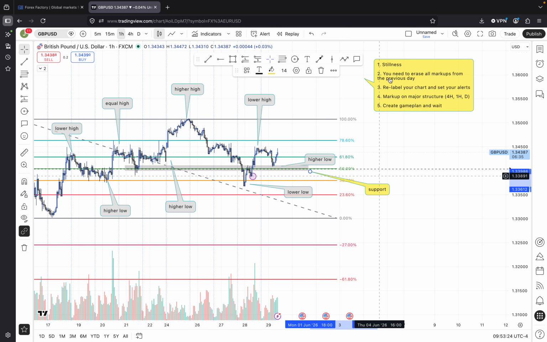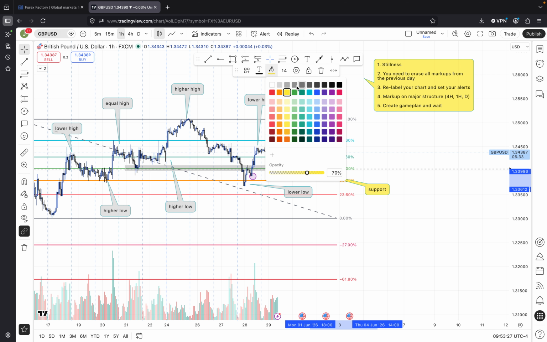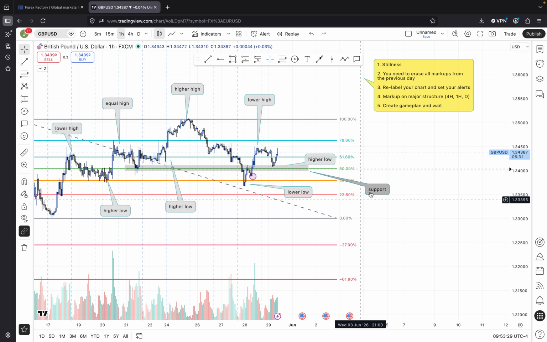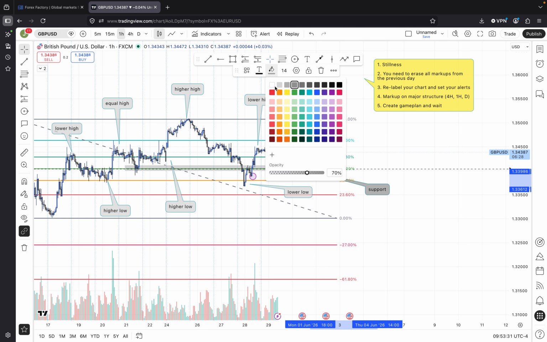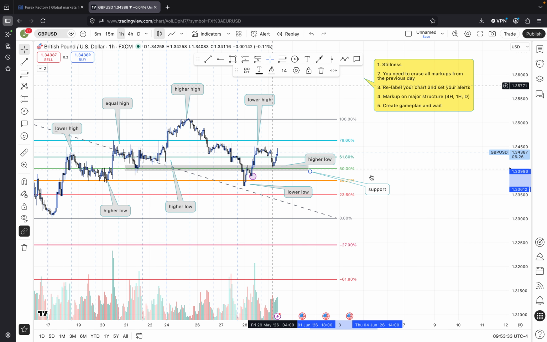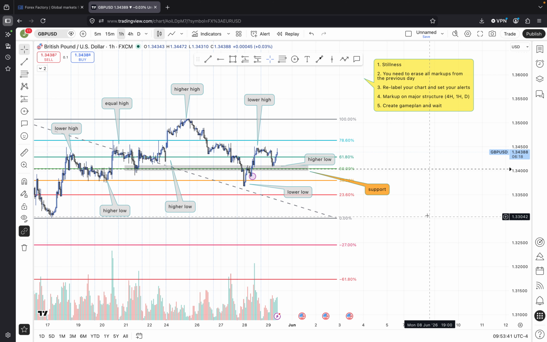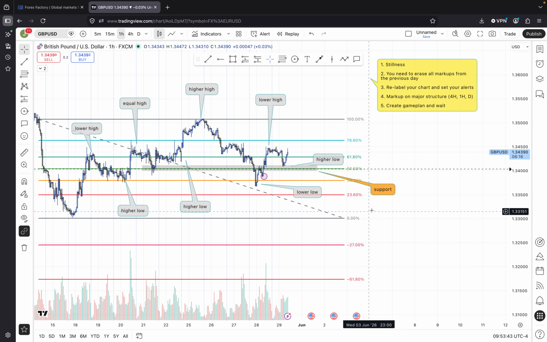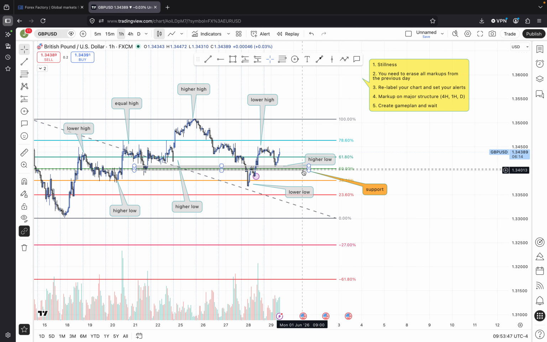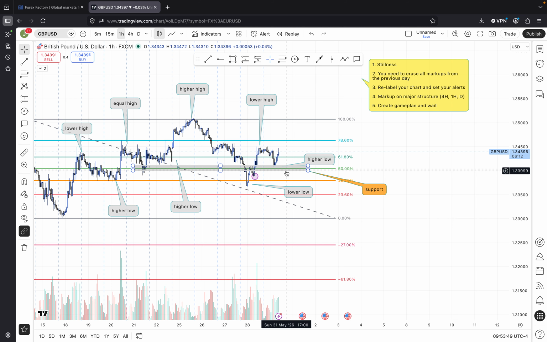so we have our support, right? We have our support. That's too dark. Let's make it white. No, that's ugly. We're gonna make it orange. That looks more pleasing. All right. So we have our support. We have support right here, right?